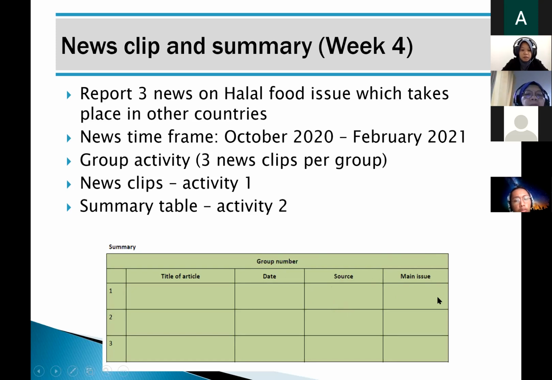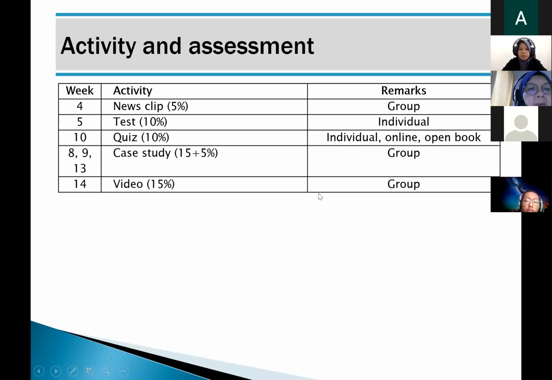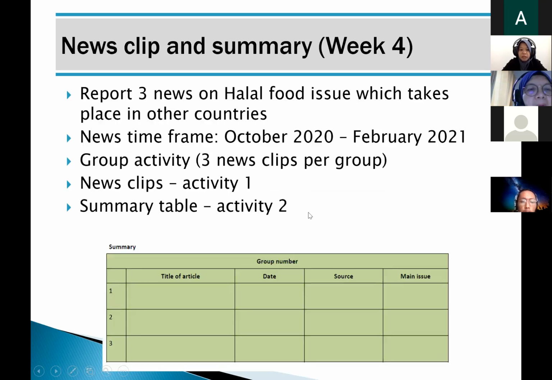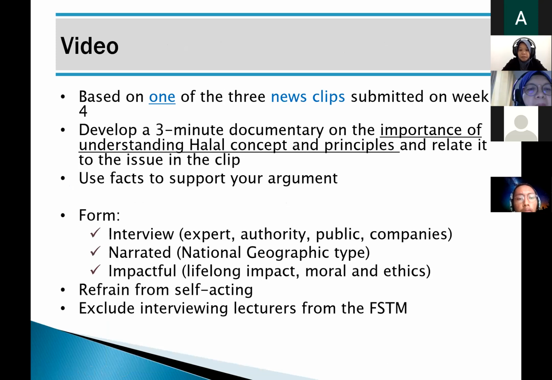And this will carry, if I'm not mistaken, 5%, yeah, Dr. Rose? Yep. Is it 5% of the total evaluation? Okay. Total evaluation is 20%. Okay. And after you have this news clip, you have to select one of the 3 and then create a video based on the gist of that selected clip.